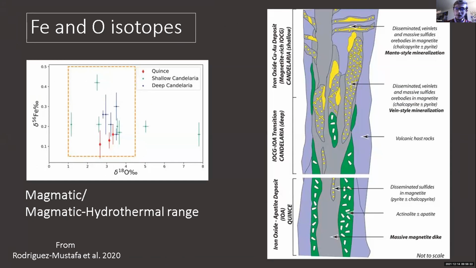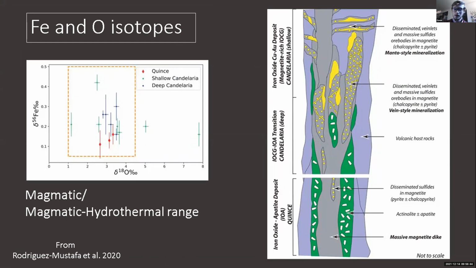So at Candelaria, there is a noted change in mineralization style with depth, as we've talked about earlier today. Deeper in the deposit, there's more IOA style mineralization, which then transitions up into IOCG style mineralization, rich in copper sulfides, as you can see in the figure to the right.